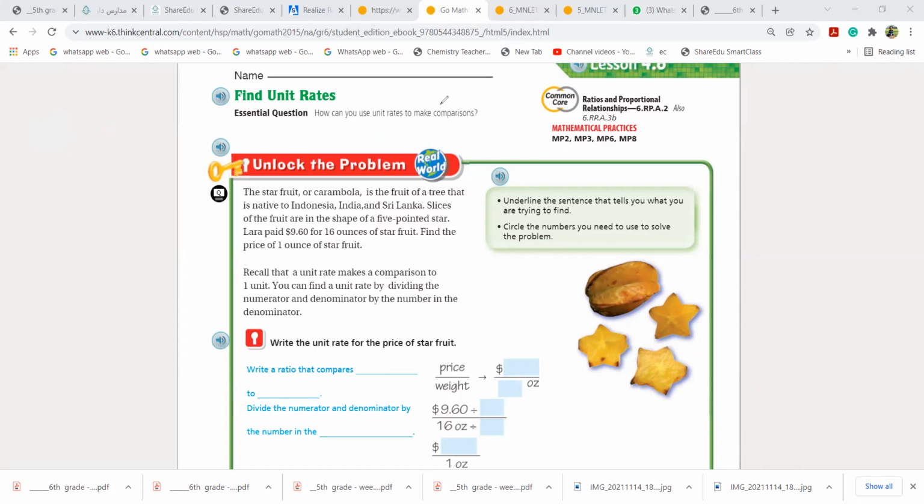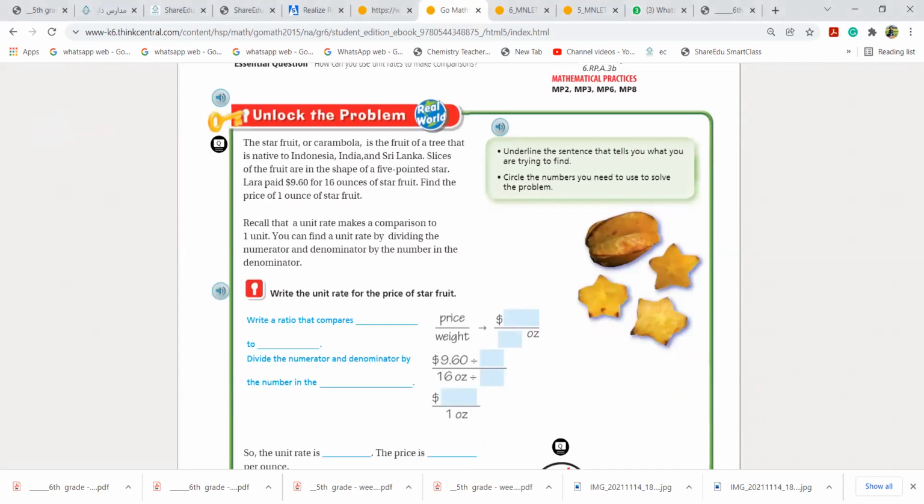Let me begin. Star fruit or carambola is the fruit of a tree that is native to Indonesia, India, and Sri Lanka. Slices of the fruit are in the shape of a 5-pointed star. Lara paid $9.60 for 16 ounces. Find the price of 1 ounce. Now look at the white screen. I will share something and I'll explain.